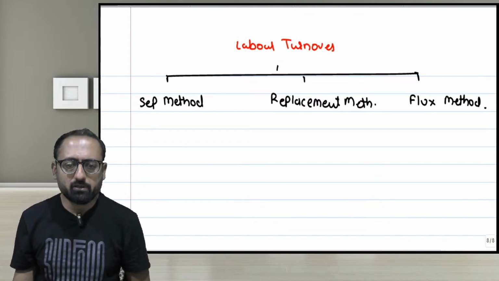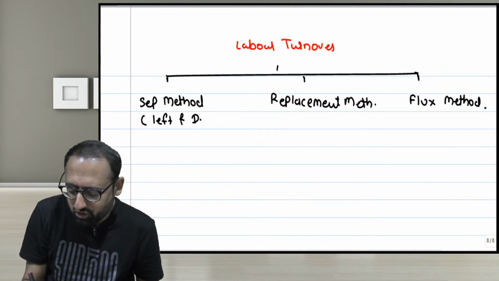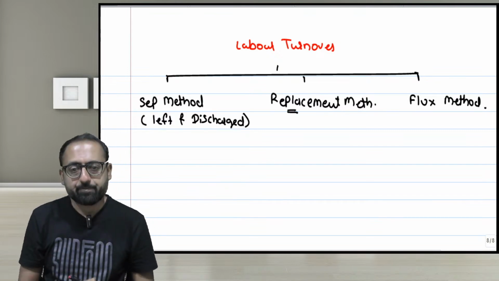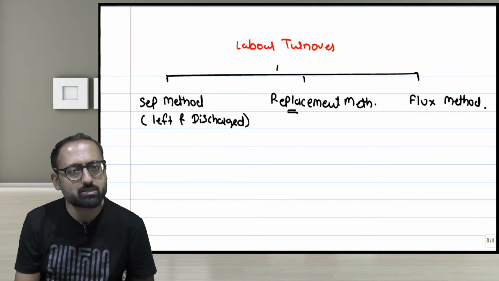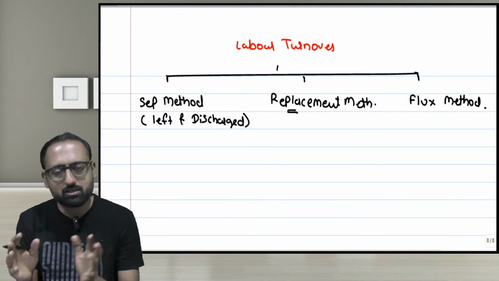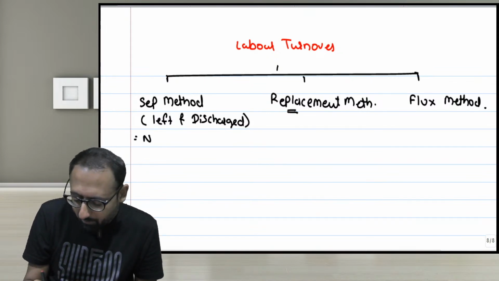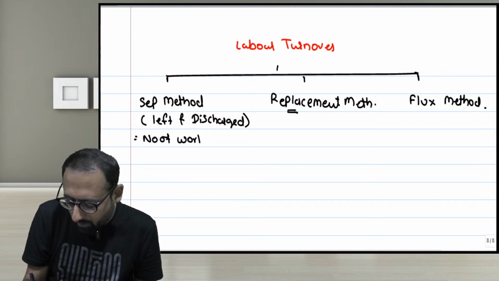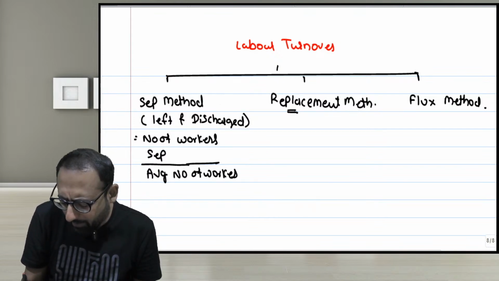The formula is very simple. Separation method means workers left and discharged. Replacement means a vacancy is there and you are refilling that vacancy. It is called a replacement worker. And flux is nothing but the total of these two. Now the separation formula is number of workers separated divided by average number of workers, multiplied by 100.